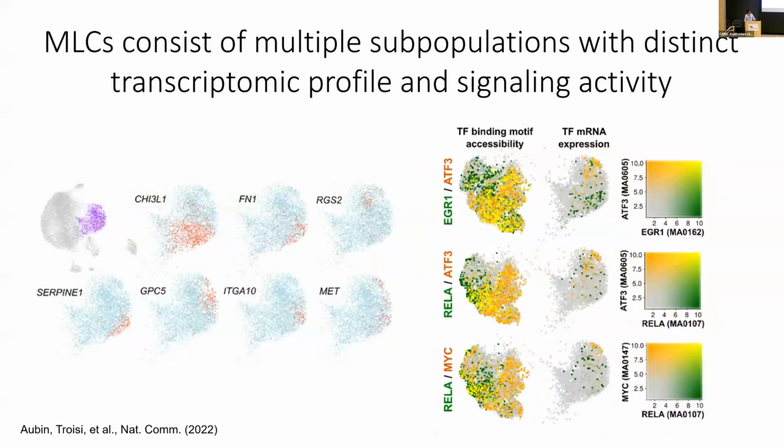I will not go into details, but we also looked in more detail at that mesenchymal population, and we found that there is a lot of heterogeneity within the mesenchymal cells. So we can identify multiple subpopulations, and we think they are probably related to different pathways for this mesenchymal transformation, and also related to different combinations of cytokines in the local microenvironment of the cells.